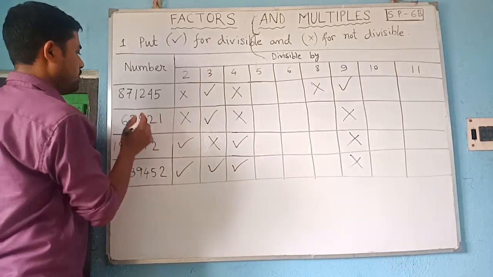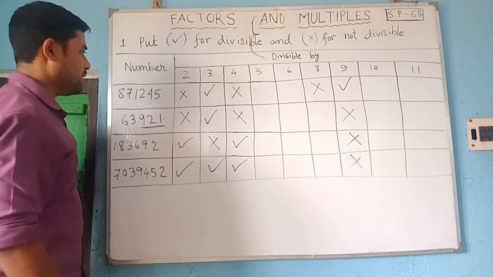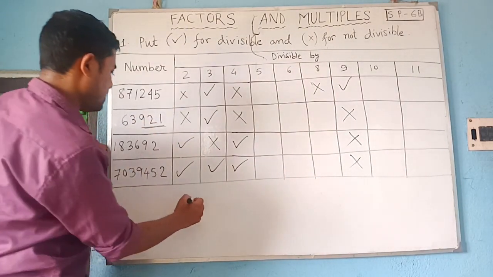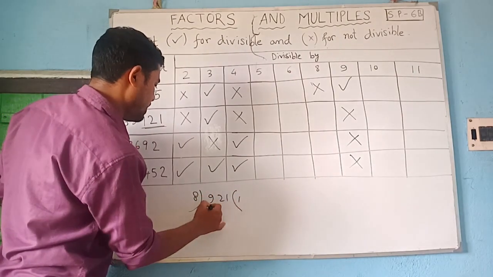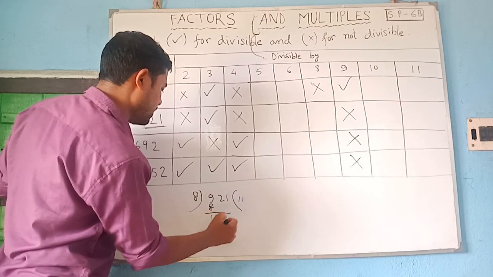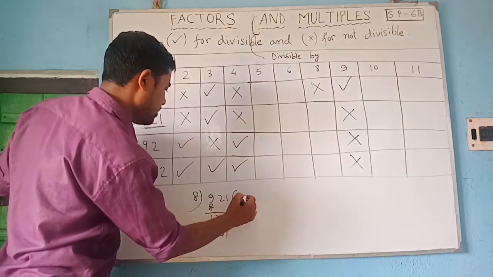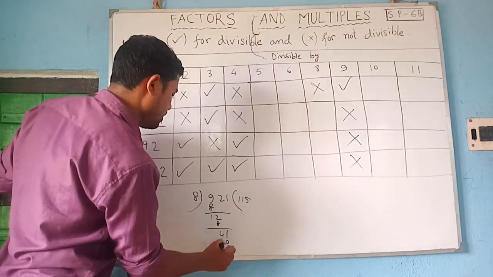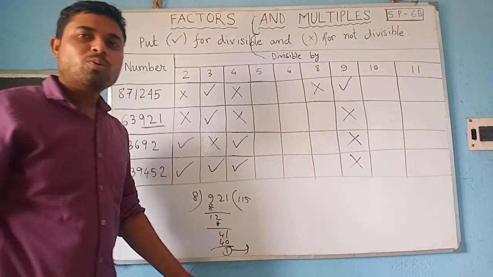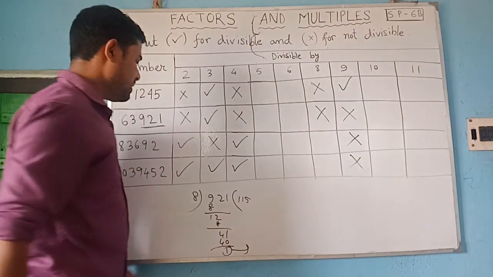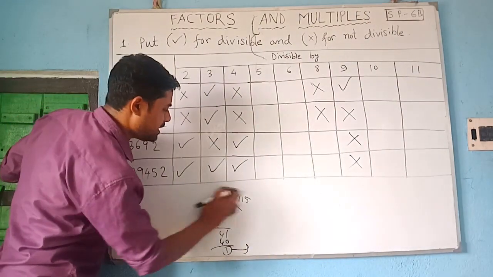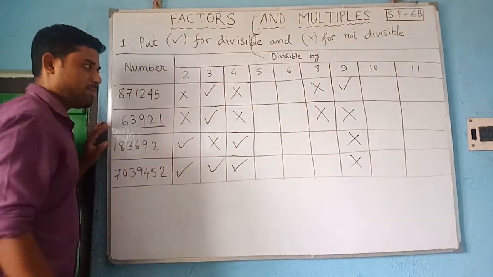Now this number, 921. Can you divide it by 8? So let's check. 8 into 921. First 8 ones are 8, 8 twos are 16, 8 fives are 40. Just see what is the remainder. 1 is the remainder. So we cannot divide it by 8. So the number is not divisible by 8.